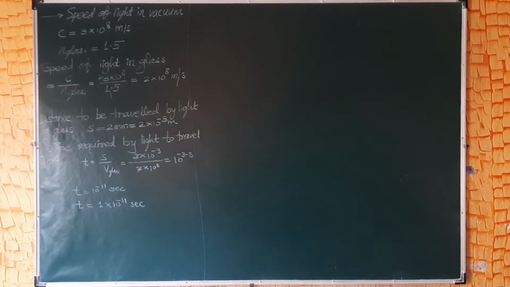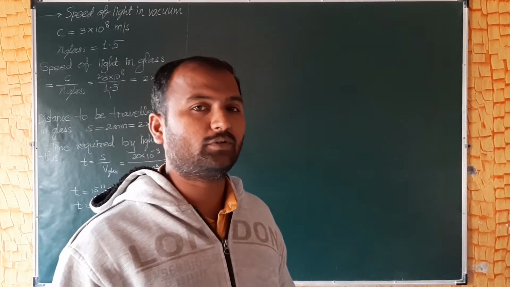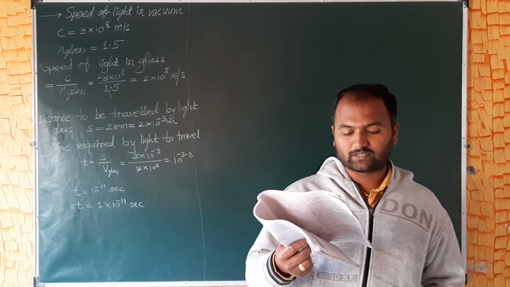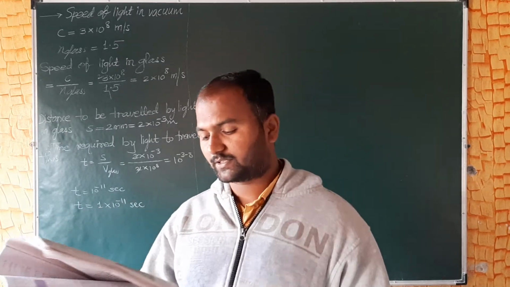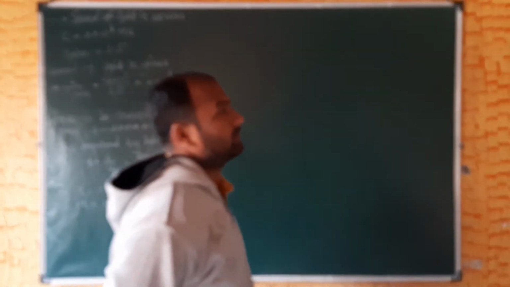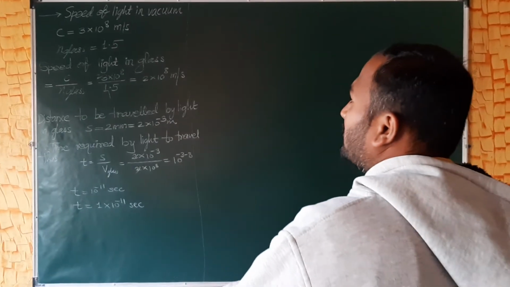So here the given conditions are that the thickness of the glass of the spectacle is 2 mm and refractive index of glass is 1.5. Calculate the time taken by light to cross this thickness. Express your answer with most convenient prefix attached to the second. So here speed of light in vacuum is 3 into 10 raised to 8 meter per second. Refractive index of glass is 1.5.